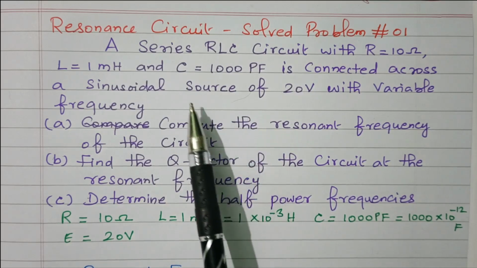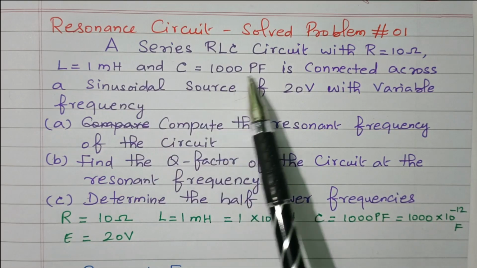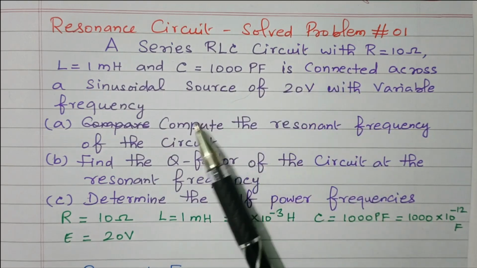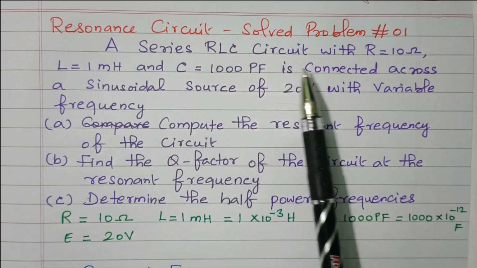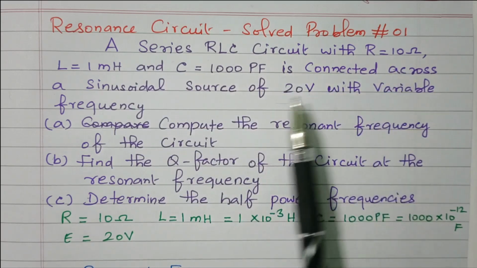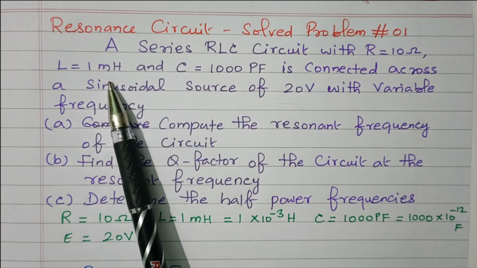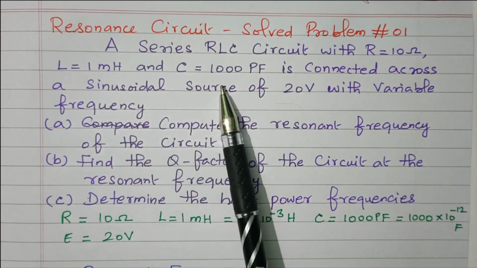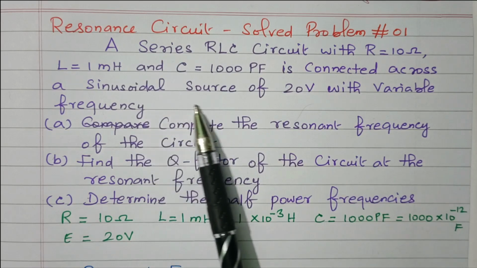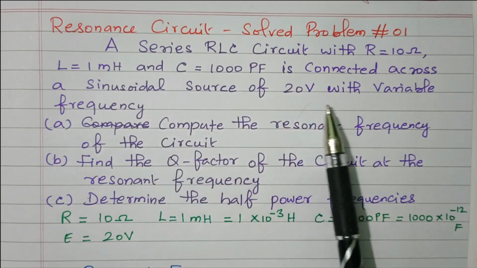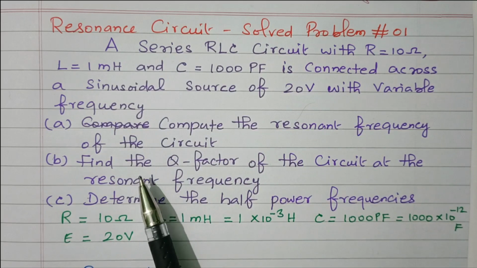Now we'll go to the topic. Resonant circuit solved problem 1. First we will see the statement of the problem. A series RLC circuit with R equal to 10 ohm, L equal to 1 millihenry, and C equal to 1000 picofarad is connected across a sinusoidal source of 20 voltage with variable frequency.